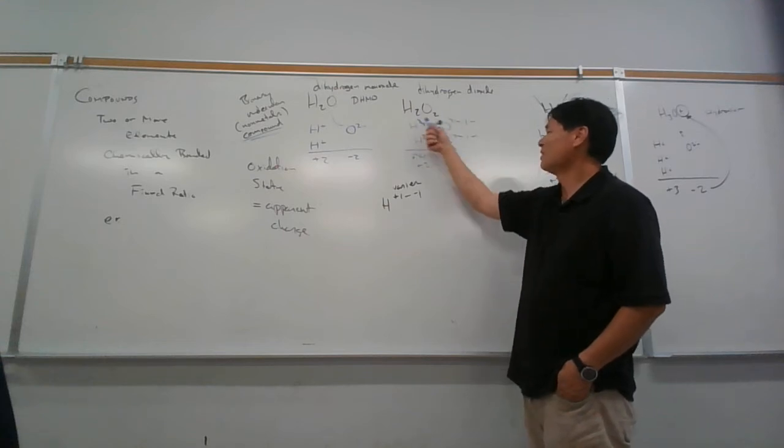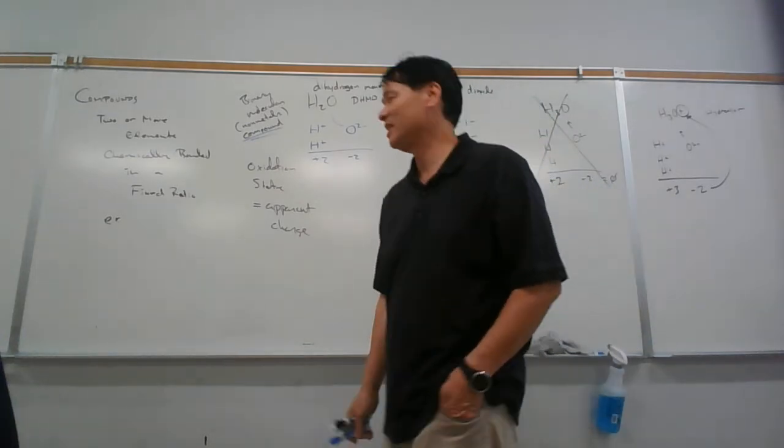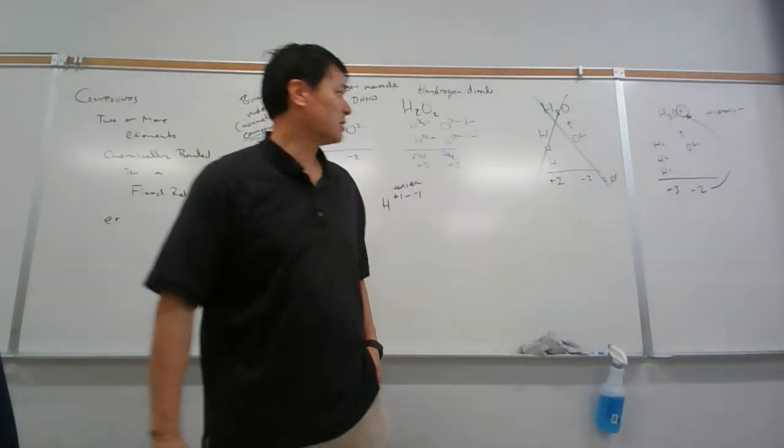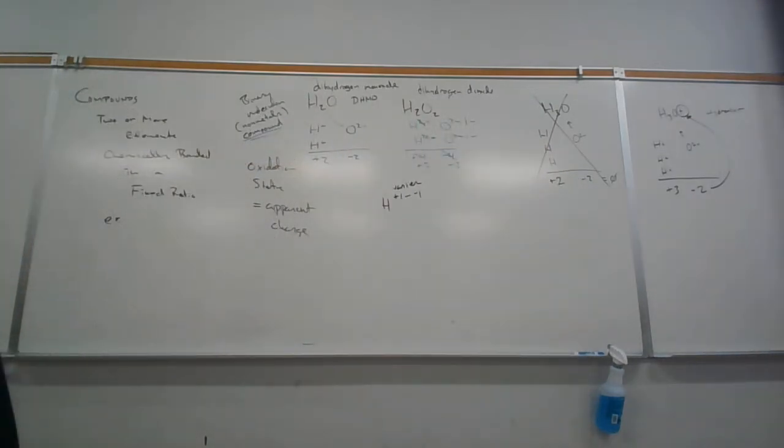But of course, water and hydrogen peroxide are the common names. But some things we don't have a common name for. We just use the systematic name. So let's take a look at some things that we use a systematic name for. You already know the name of this. What is the name of this? It's CO. It's a poisonous gas. Carbon monoxide.